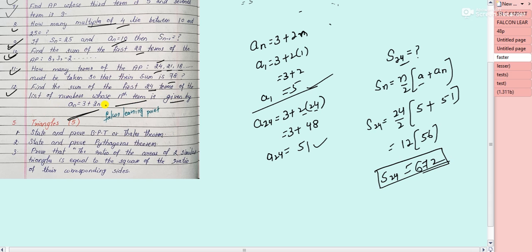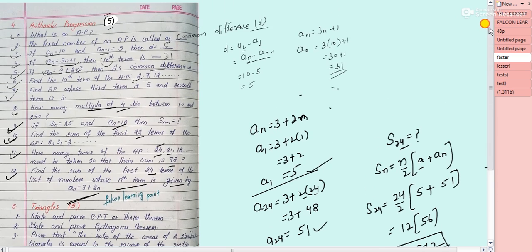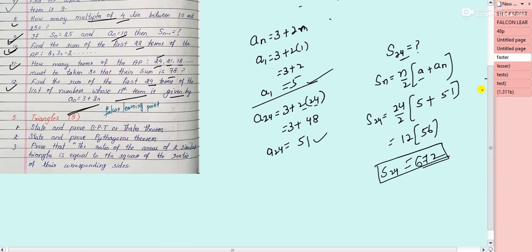So if you practice these type of questions, definitely you are getting 5 marks from the AP section. Okay, so next we'll solve this also now, because this is very easy. From triangles definitely you are going to get a 5 marks theorem. Okay, and here I have written state and prove BPT or Thales theorem.